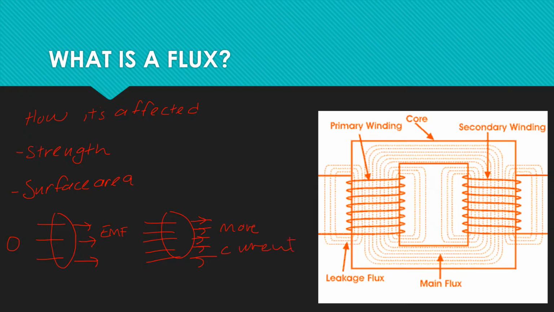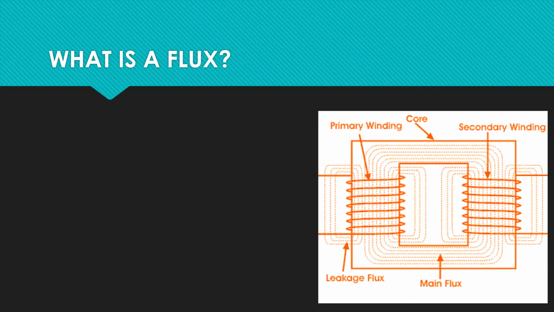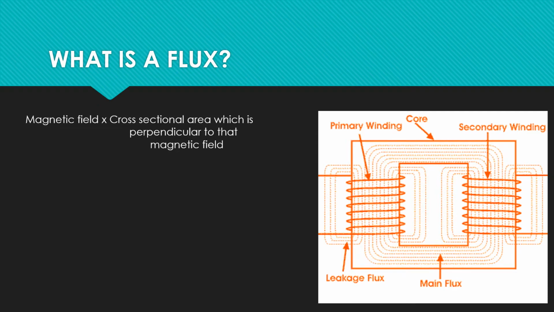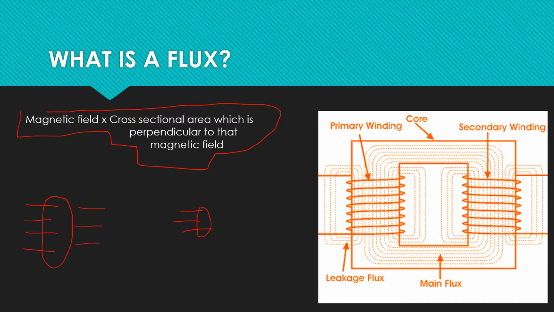The equation for magnetic flux is magnetic field multiplied by a cross-sectional area which is perpendicular to that magnetic field. Another example here is shown. There are two loops of wire with multiple magnetic field lines going through them. If you compare both wires, the one on the left will have more magnetic flux compared to the right, as there are more magnetic field lines.